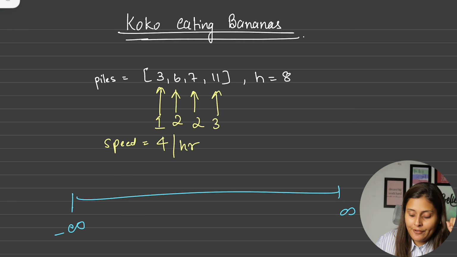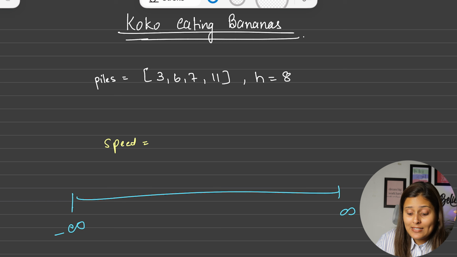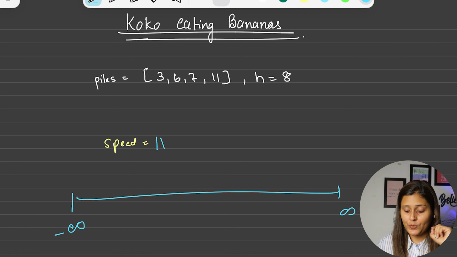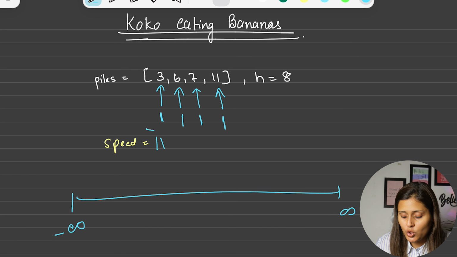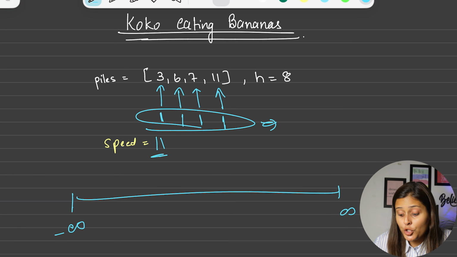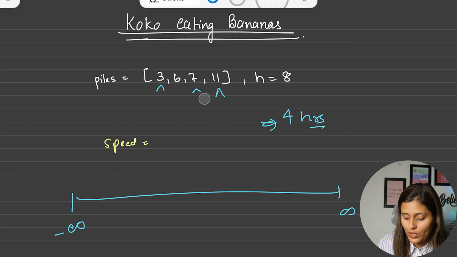So here if you try with 11, why 11? I want to choose the maximum value. So let's see speed 11. With 11, definitely it will take 0 point something, which means 1 hour, again 0 point something means 1 hour, again 0 point something means 1 hour, again exactly 1. So 1 hour. So with this speed 11, you took 4 hours to complete all the bananas. Okay, 4 hours. Remember that. With 11, you took 4 hours.